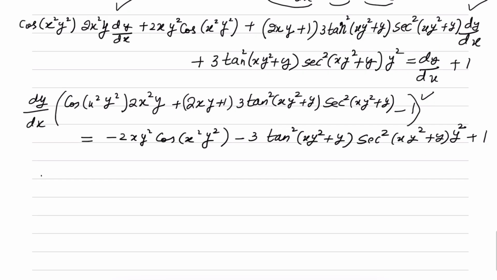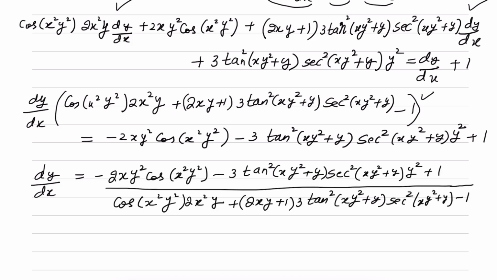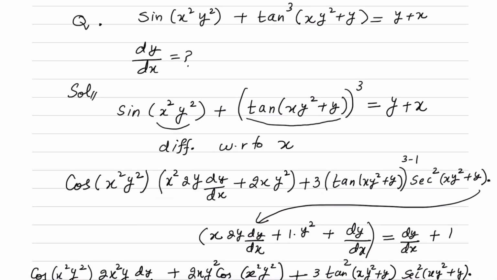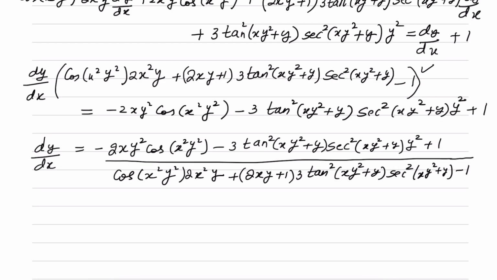So from here we can keep dy/dx on one side, and by doing the cross multiplication we have this expression for dy/dx. This is how we find the implicit differentiation for this given expression. In the next videos we will try to find the derivative by using the concept of logarithmic differentiation.